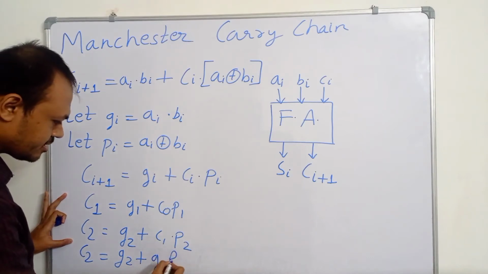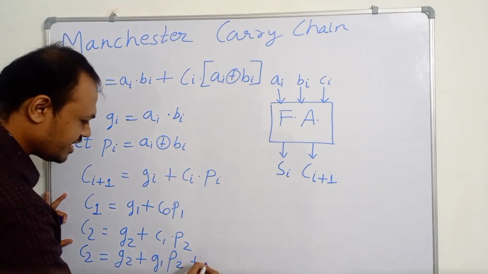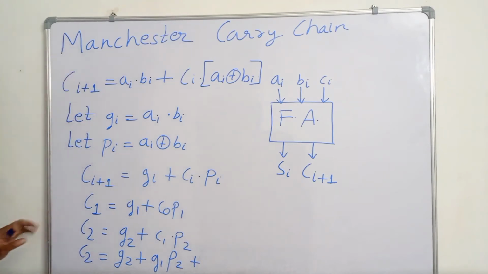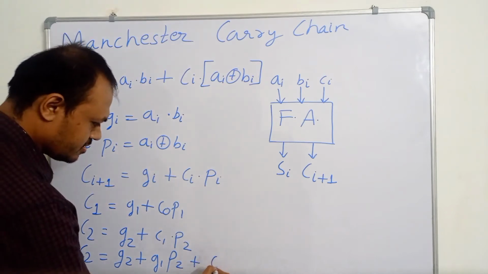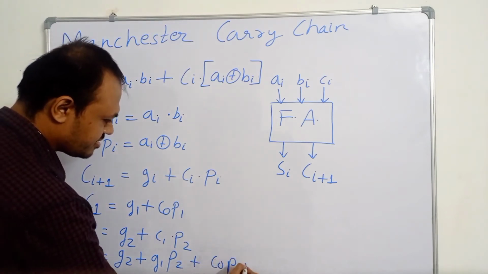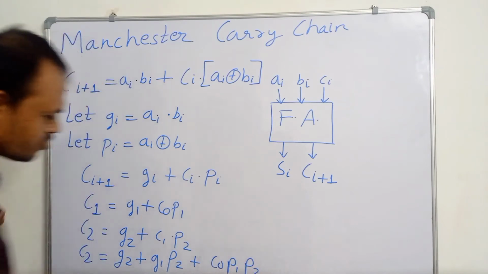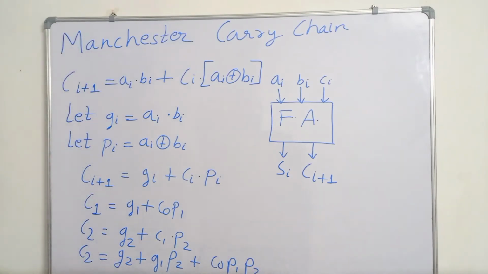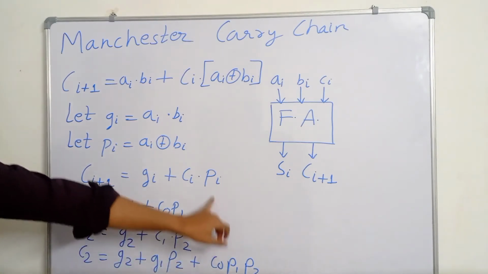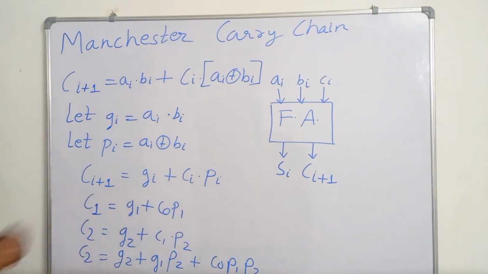G0 P1 plus C0 P0 P1. Okay, so as you can see, C2 is not dependent on C1. It is only dependent on C0, and C0 is the initial carry. So we do not have to depend on the propagation of the carry.